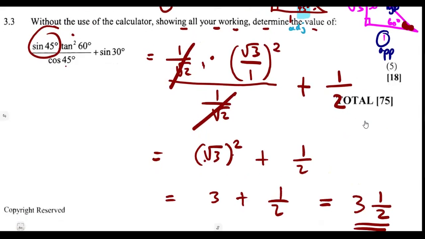So they said just determine this value. You're not given an instruction on whether it should be a decimal or what, so just leave it as it is. You can also have it as a decimal. It's in your hands, it's your choice.